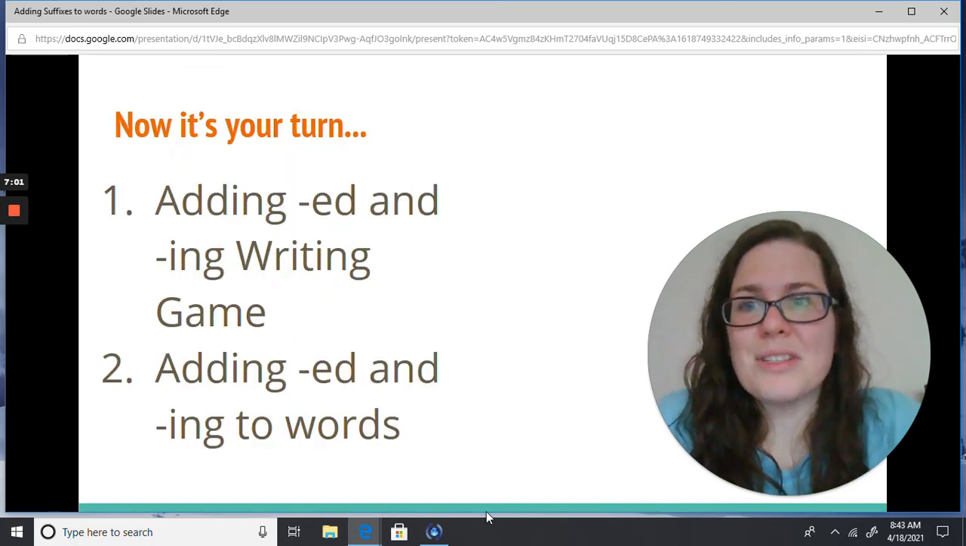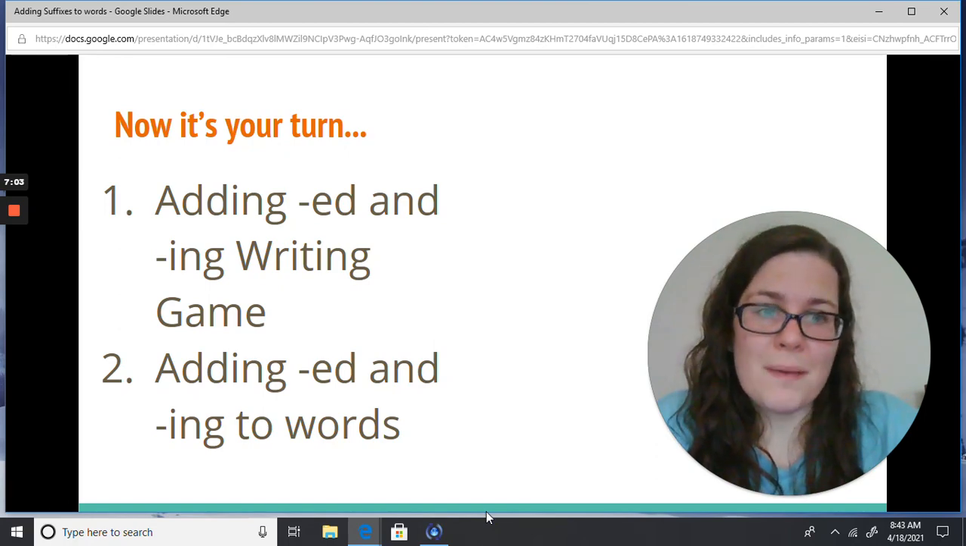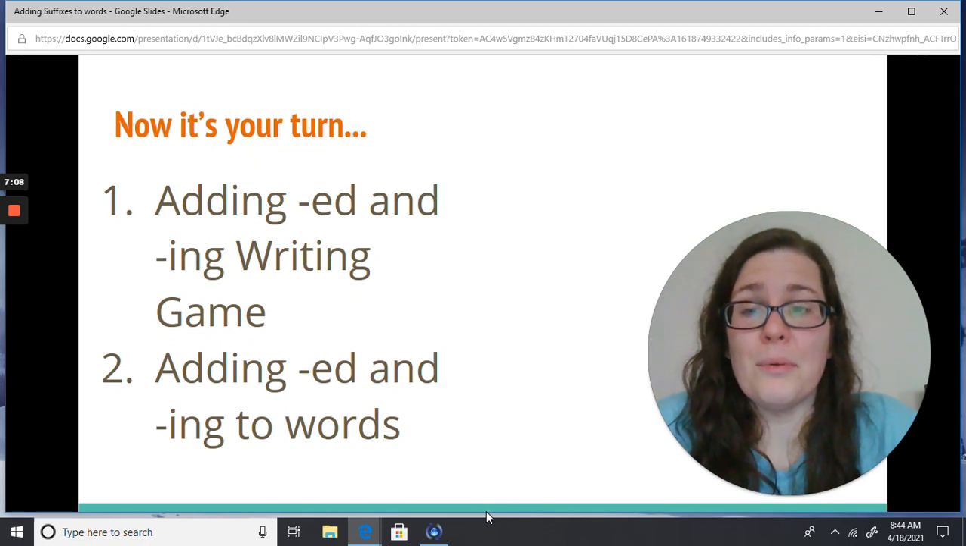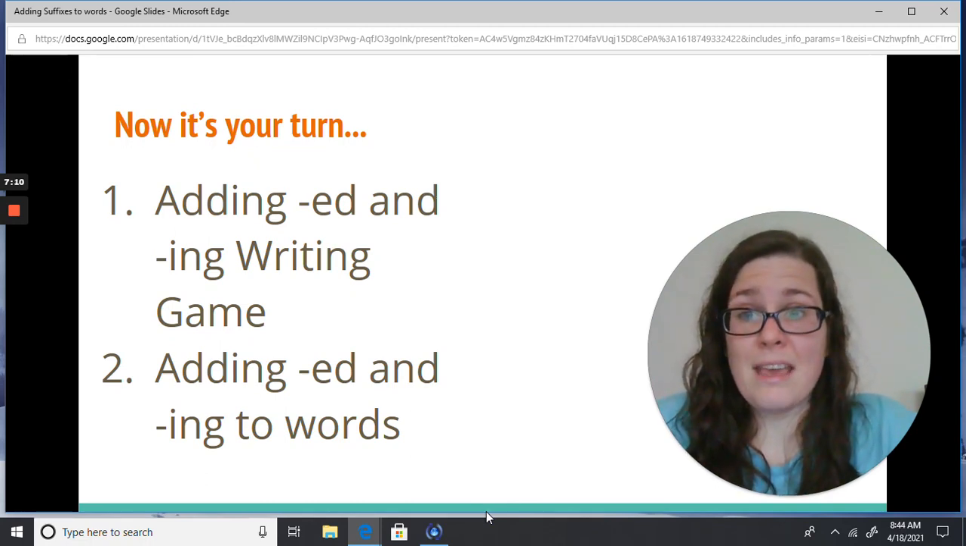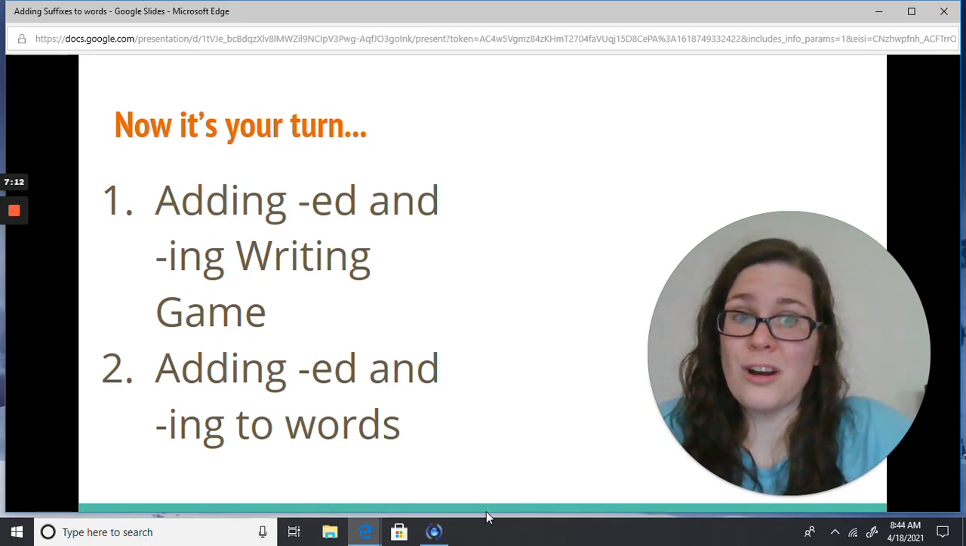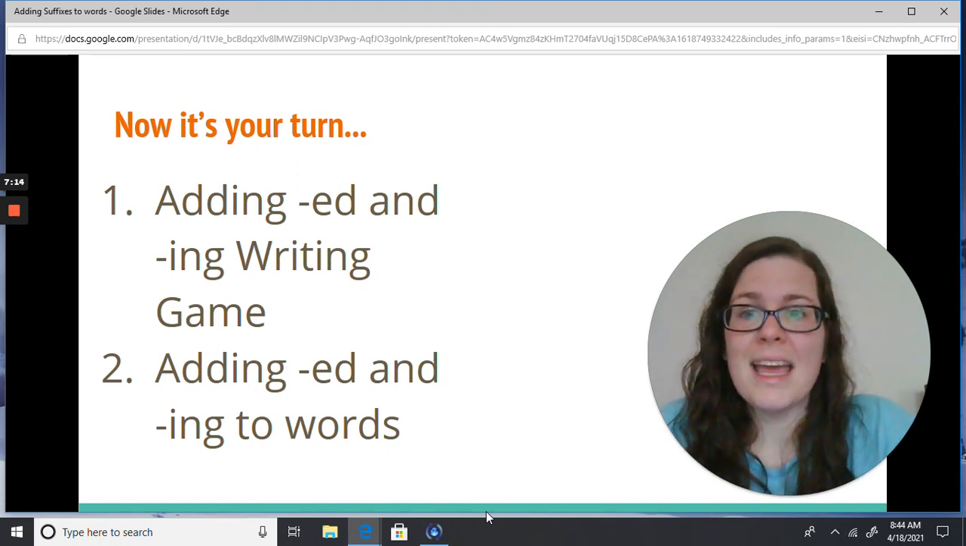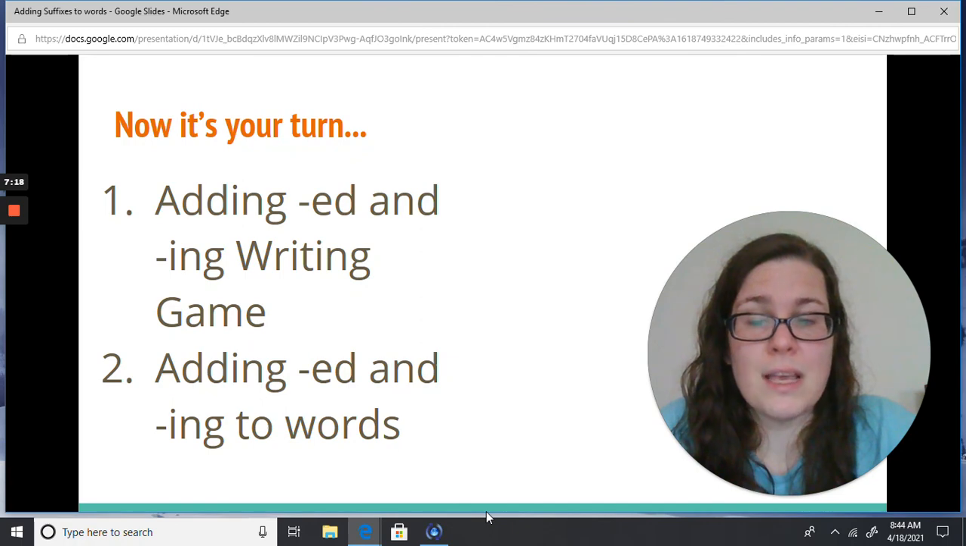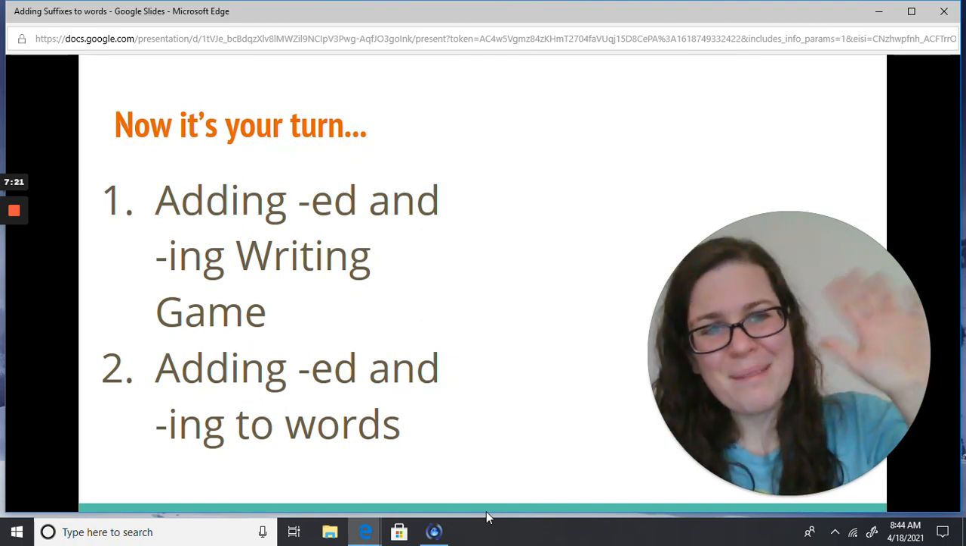All right, guys, now it's your turn. There are two options for you to practice adding ed and ing to your words. There's a writing game where you'll draw cards, add ed or ing, and then write a sentence with it. Or there is just practicing reading and writing words by adding ed and ing. Happy learning, guys.